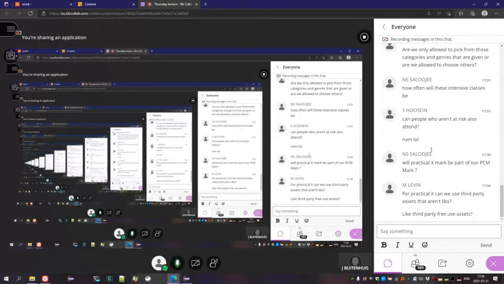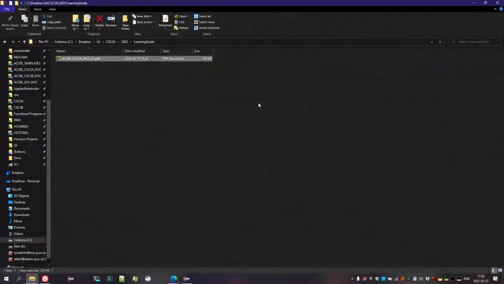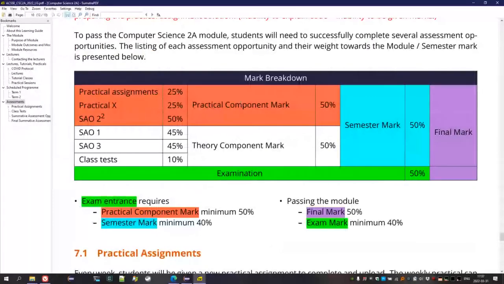And will Prac X be part of the PCM mark? I shouldn't have closed the learning guide, so let me just get the learning guide again. I get asked a lot, how do you calculate PCM? There's your answer there. To calculate your PCM, you take your practical assignments, you take Prac X, and you take your second semester test. In those ratios, add them up, that's your practical component mark. That has to be 50% or above for exam entrance. There you can see there, minimum 50%.